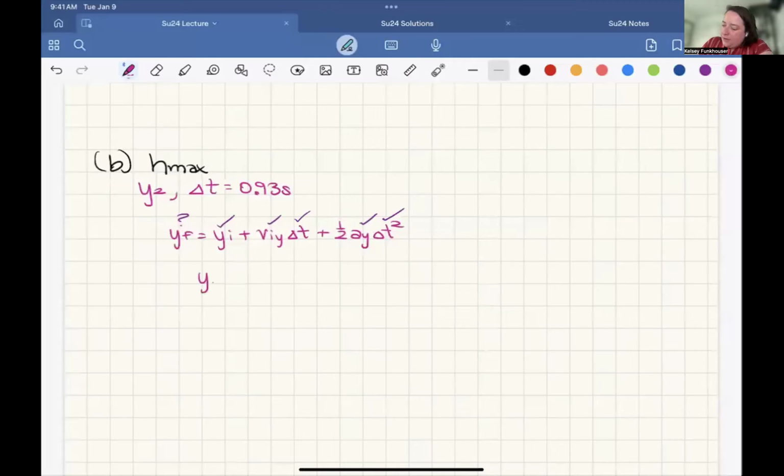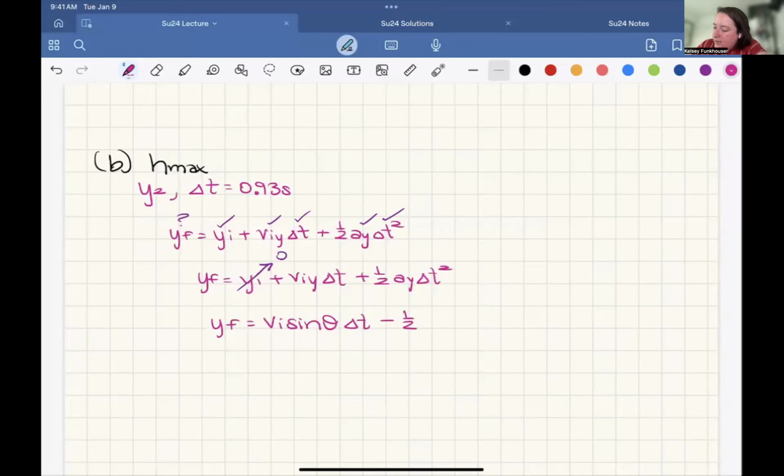So y final equals y initial plus v initial y delta t plus 1/2 ay delta t squared, and then y initial is 0. We decided. Okay, y final. And then we can plug in what these equal before we plug in the numbers. So v initial y is the initial sine of theta, and then we multiply by the time interval. And then I'm going to pull that negative out here because acceleration in y is negative g. That's a delta t squared. Now we can plug in numbers.